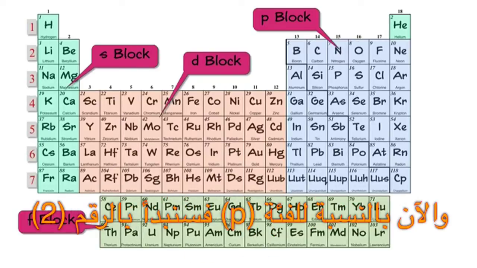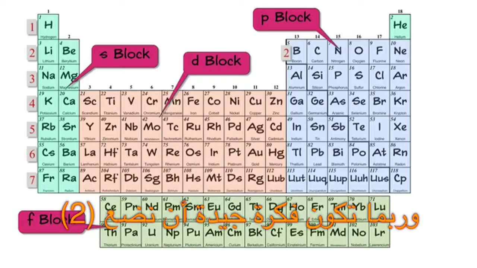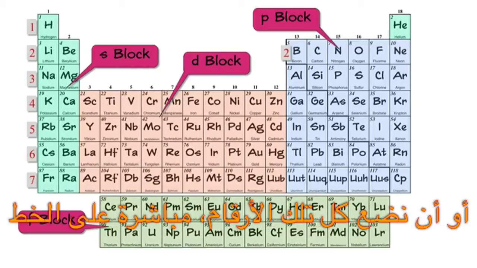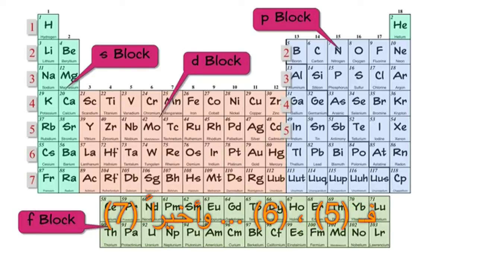Now for the P block, we're going to start with number 2, and that's going to be next to boron. And it's probably a good idea to put all these numbers right on the line. Next to aluminum a 3, next to gallium a 4, 5, 6, and then lastly a 7.